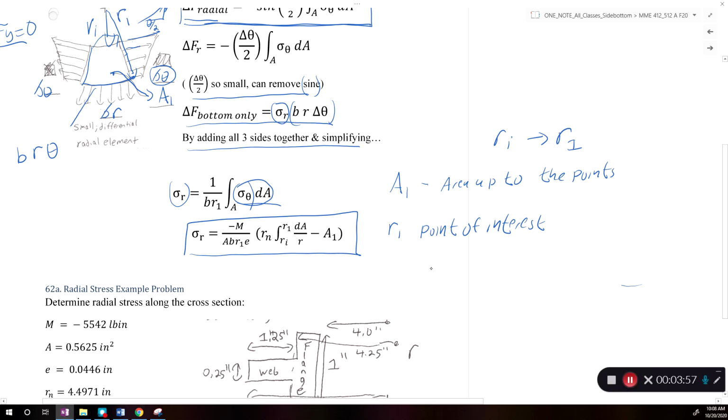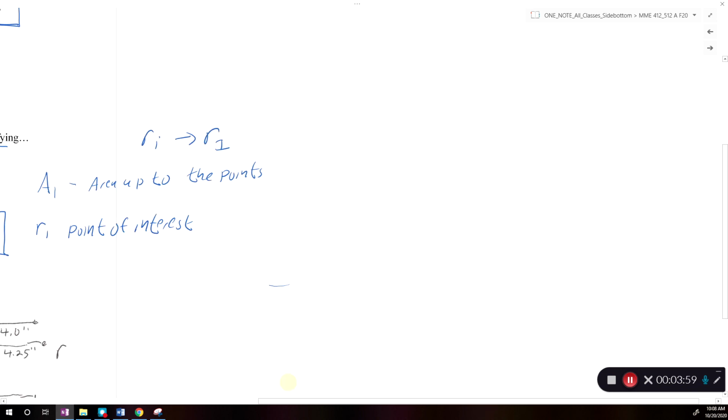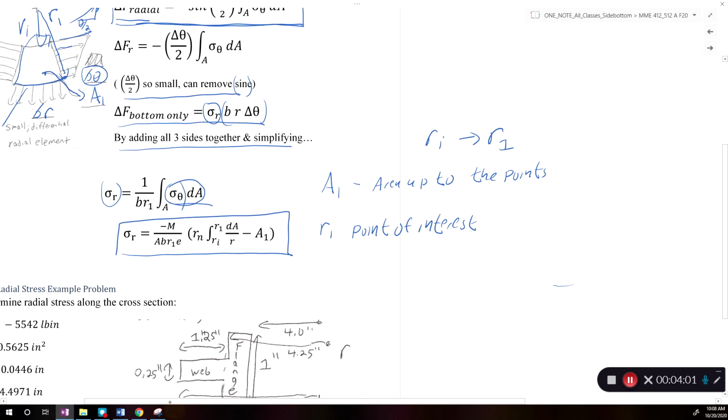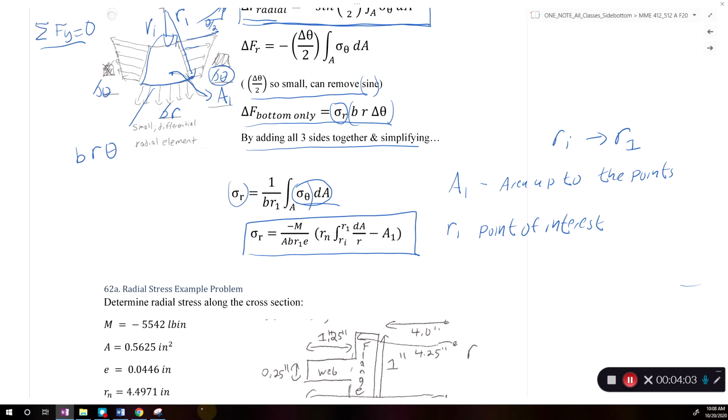So we're going to use this definition here to do a simple example problem of how you can calculate the radial stress for our simple clamp problem that we've been working on over the last few videos.